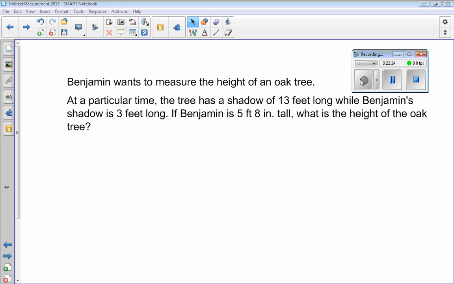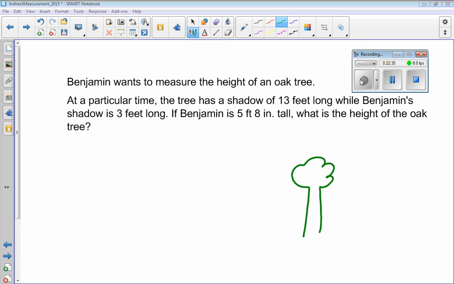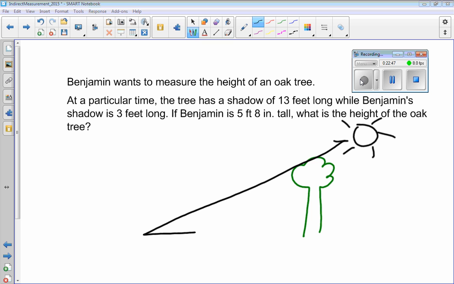It says Benjamin wants to measure the height of an oak tree. So I'm going to draw a picture, and I'm going to draw an oak tree. Don't laugh at my drawings. Okay? And it says at a particular time, this tree has a shadow of, well, when we have shadows, we know that we have a sun, right? Which means that its shadow is, how long was it? 13 feet long, from here to here. You agree so far?